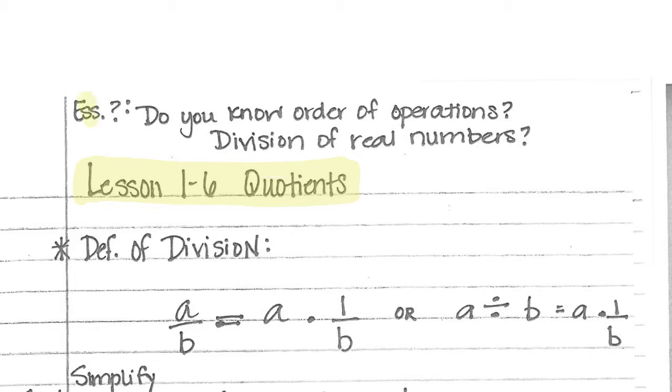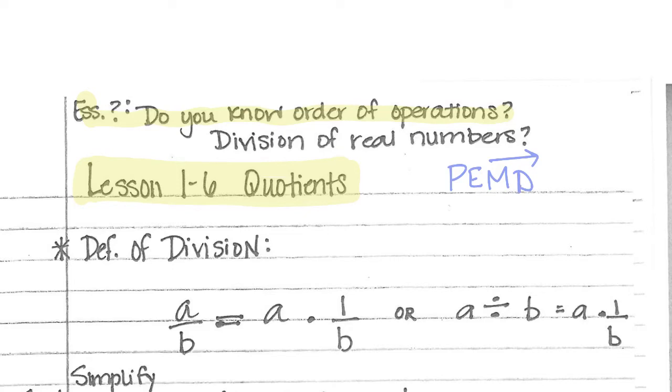Our essential question today is, do you know order of operations? What do you know about order of operations? PEMDAS. Why is PEMDAS wrong? Somebody raise your hand and tell me why PEMDAS is wrong. Vada: Multiplication and division go left to right.